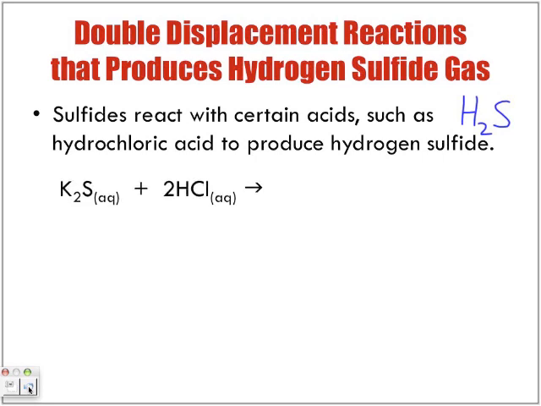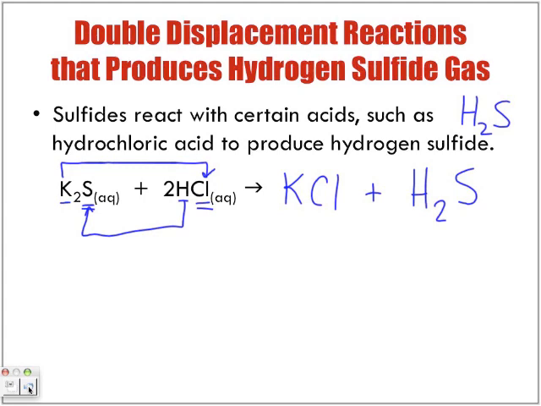So we have the following: potassium sulfide and hydrochloric acid. So we've got metal, non-metal, metal, non-metal. So we've got potassium combining with the chloride to give us KCl, and the hydrogen combining with the sulfur to form our hydrogen sulfide.